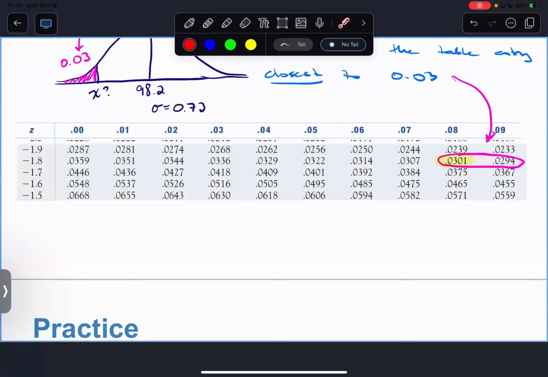Right, you can use your calculator, see which one's the furthest away, right? As long as you pick the one that's closest, or honestly, if you just wrote down choosing between 0.0301 and 0.0294, if you weren't sure, I'm going to use 0.0294. Well, that's wrong, but as long as you followed through with that, you're okay, right?